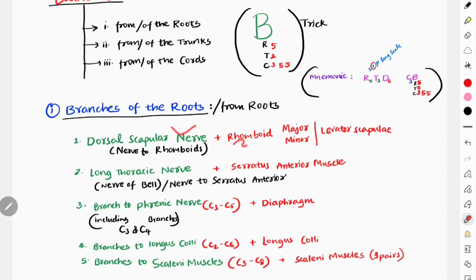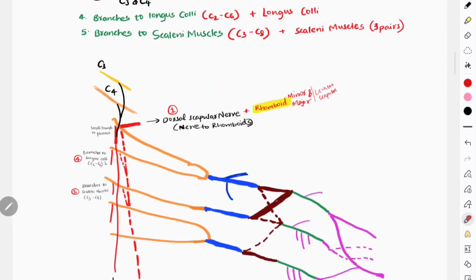The dorsal scapular nerve innervates rhomboid major and minor and levator scapulae. The long thoracic nerve is also called the nerve of Bell or nerve to serratus anterior, because it goes to the serratus anterior muscle. Same with the branch to the phrenic nerve. The phrenic nerve supplies the diaphragm, right? And the branch to longus colli muscle and the scalene muscles, there are 3 pairs of scalene muscles.